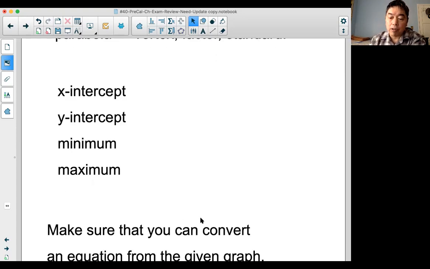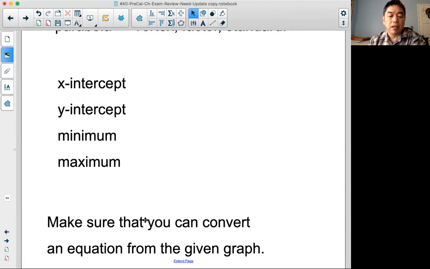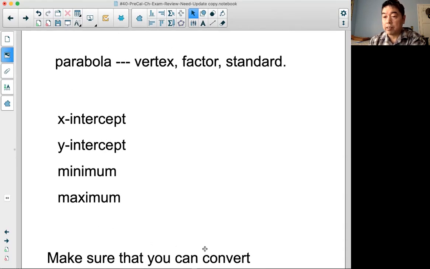Make sure you can convert a graph to an equation. So they give you the graph and you might have to come up with the equation, okay?